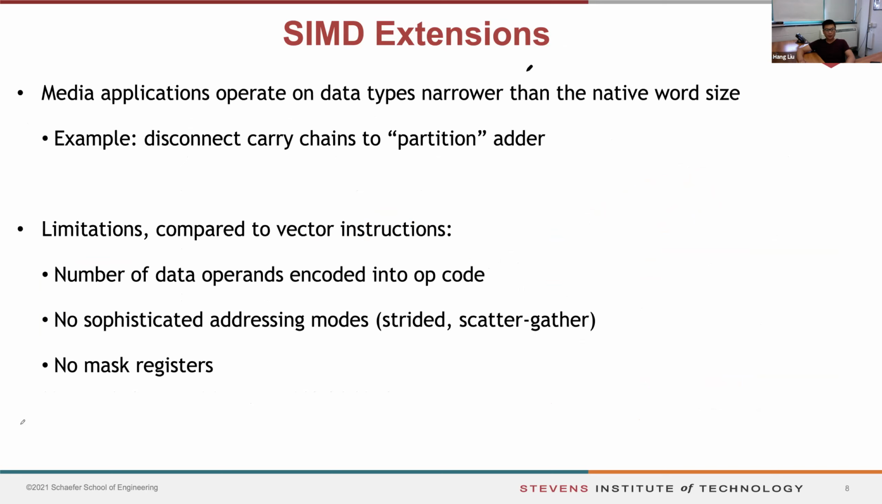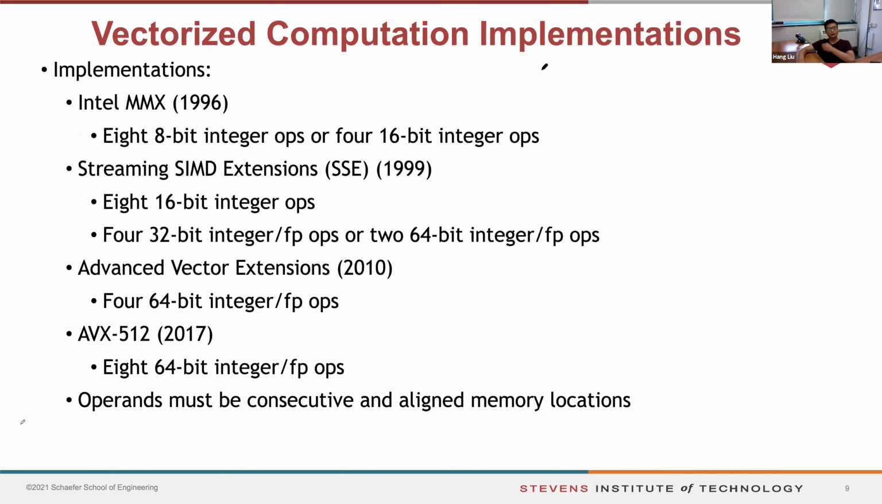Well, to achieve that goal, typically people use SIMD extensions, like SSE or AVX. We use them for multimedia applications to operate on data types narrower than the native word. And then the limitations compared to vector instructions: the number of data operands is coded in the opcode, no sophisticated addressing modes like strided and scatter-gather, no masking registers.